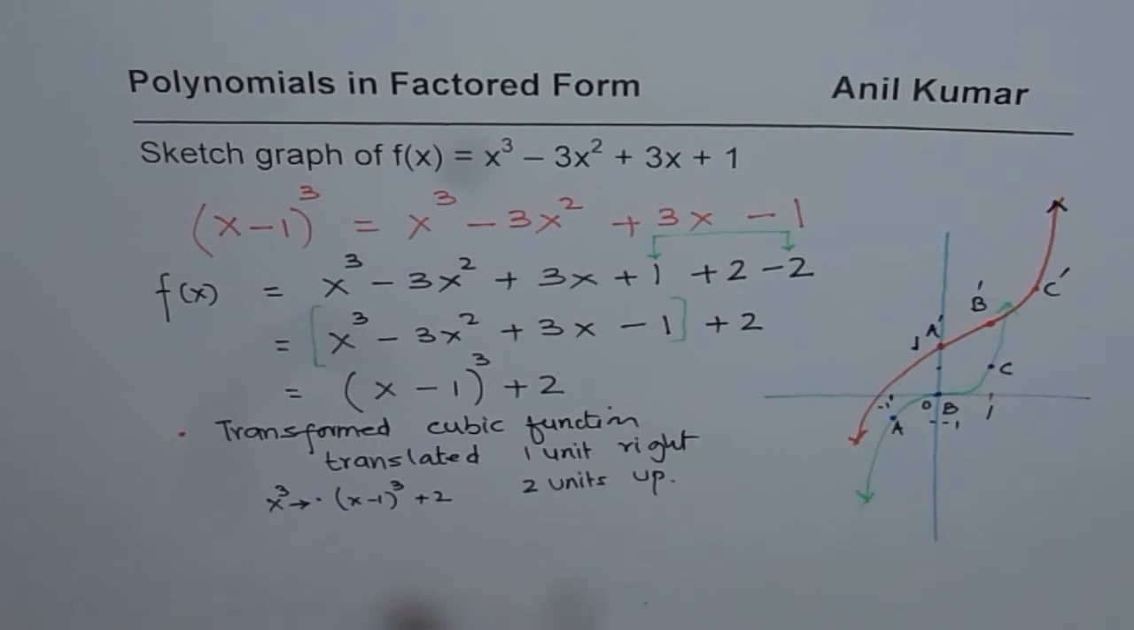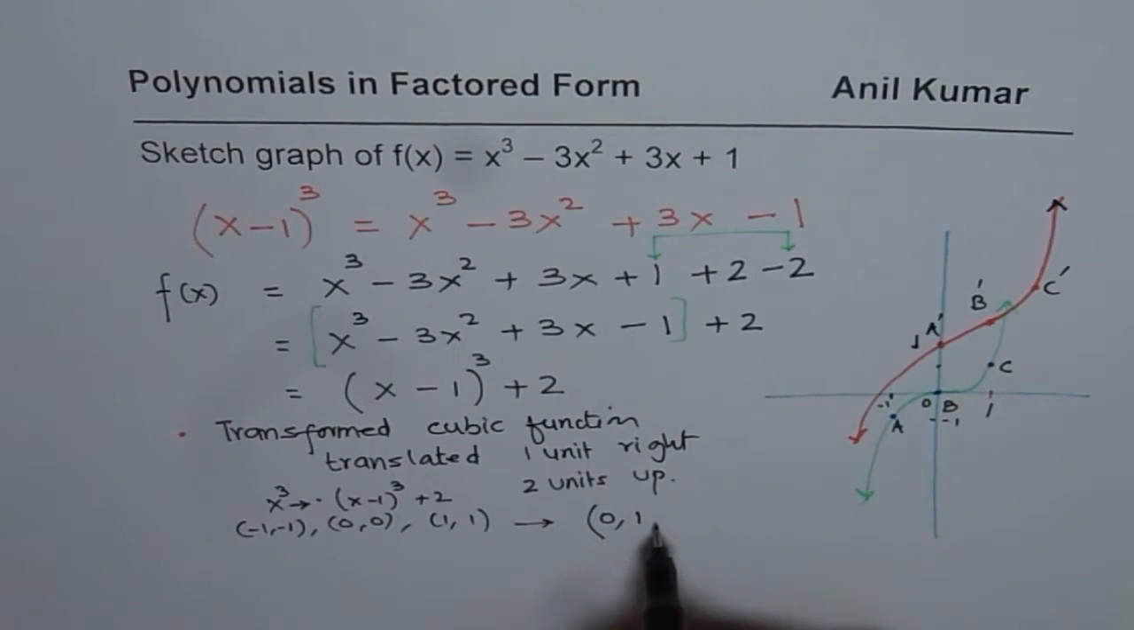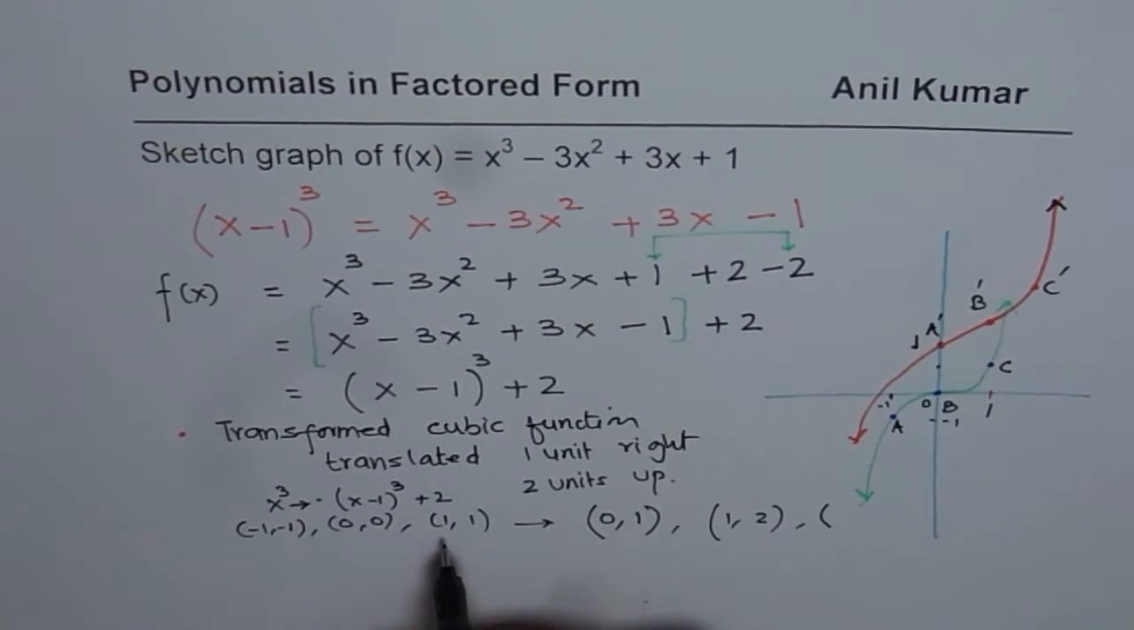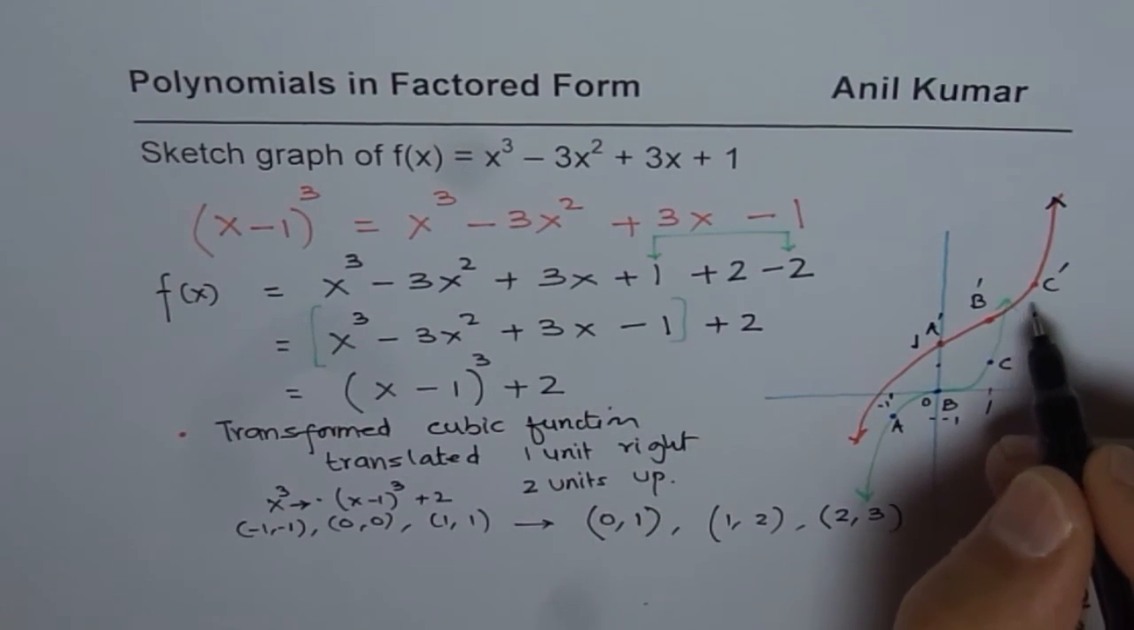So the points considered were -1, -1, 0, 0, 1, 1. So when you add 1 to the x value, 2 to the y value, your transformed points will be, when you add this, you get 0, 1. I'm rewriting this since this graph is not very good, right? And this point will be 1, 2. And the third point, which we are calling as C, will be 2, 3, right? So this point is 2, 3.